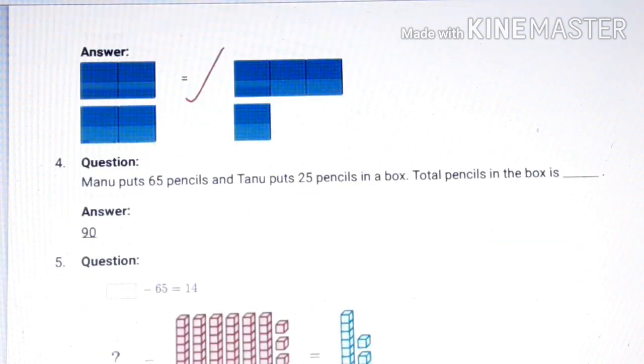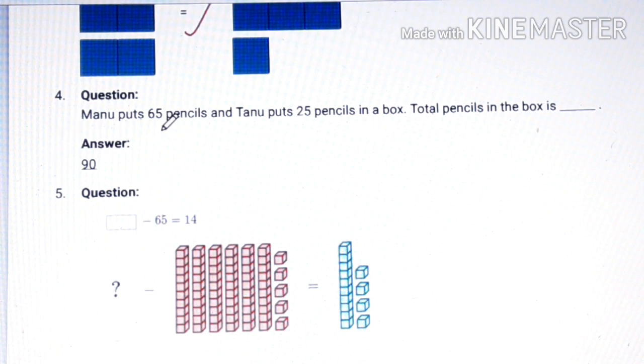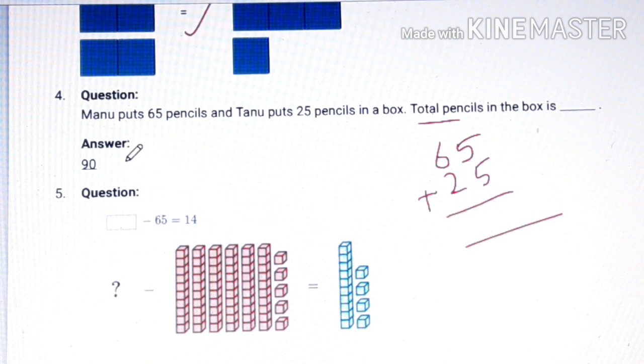Next, question number 4. Manu puts 65 pencils and Tanu puts 25 pencils in a box. Total pencils in the box is. So the word total is used. So what do you have to do? Addition. When you add 65 pencils plus 25 pencils, what answer will you get, children? You will get 90. 90 pencils in the box. Okay.